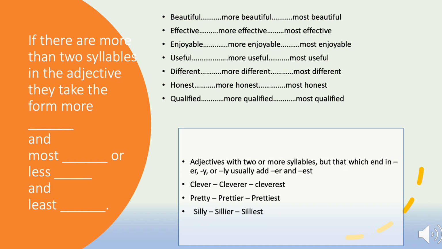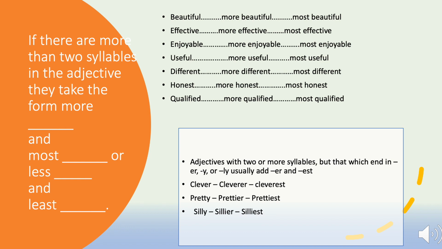Look at the examples. Clever. It has two syllables, clev and er. There are two vowel sounds. It has two syllables, but since it ends in er, the rule changes for this one. And you may say cleverer and cleverest. You don't have to say more clever and most clever. Clever, cleverer, cleverest.